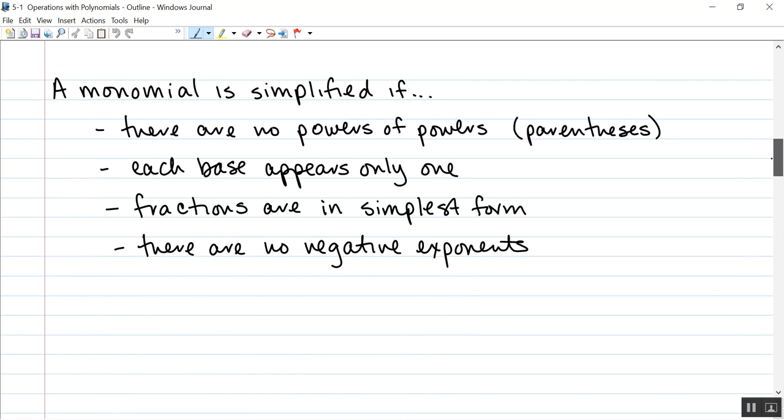So how do you know if you're done simplifying a monomial? It's completely simplified if there are no powers of powers, that is, no parentheses with an exponent inside the parentheses and an exponent outside the parentheses. Also, each base appears only once. Your answer has only one x, one y, one a, one b. All fractions are in their simplest form, and there are no negative exponents.